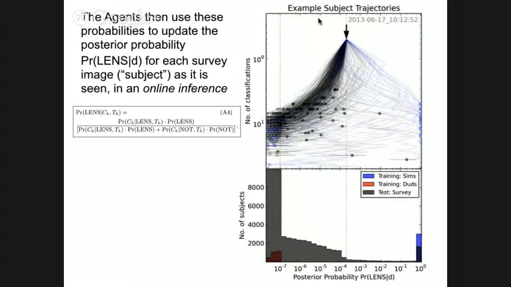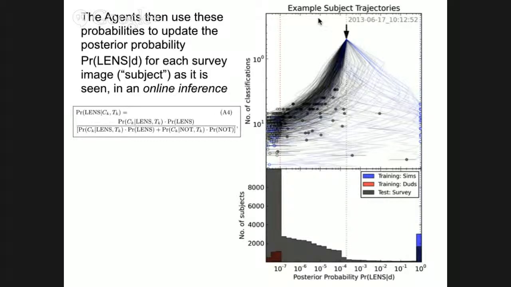Okay, so on the right-hand side here, I've plotted some example subjects. Each of these dots is an image, and the x-axis shows the posterior probability for that image containing a lens. So over here we have SIMS in blue, that is, images that really do contain a lens, or at least a simulated lens, being correctly classified. And over here, you can't really see, but there are some red dots, which are the duds that are being correctly classified. And all of these black points are unknown test images.